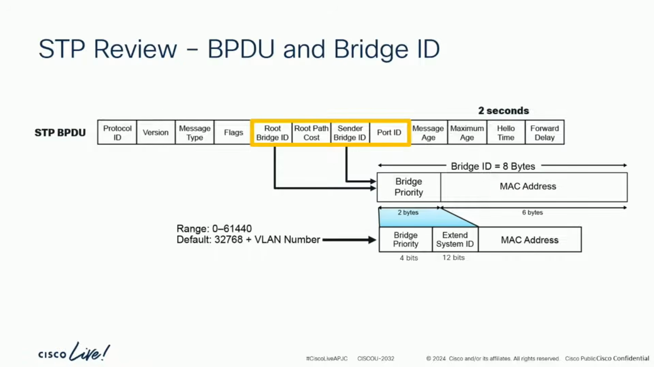Now, there's loads of stuff in the BPDU. I want to focus on 4 really important fields, and we're going to use those over the next 15 minutes to kind of work through a spanning tree example. These 4 right here. First one, the BPDU is going to carry who the root bridge is, right?